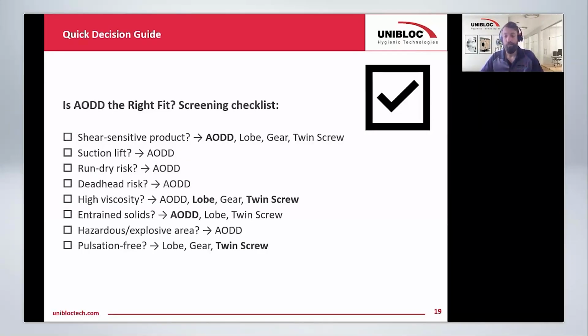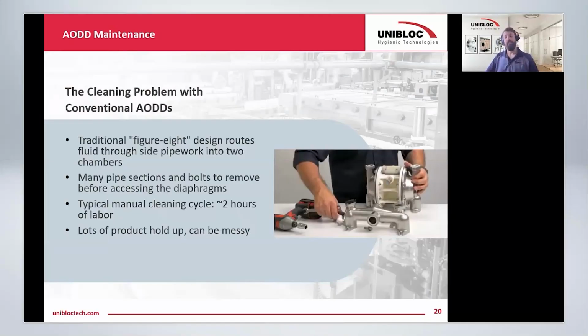And then the last one is if you need a pulsation-free, extremely smooth flow, the twin screw is going to be the smoothest, and then lobe and gear pumps, depending on how they're spec'd, can have some pretty good pulsation-free, smooth flow. So on to some of the features or little-known things about diaphragm pumps.